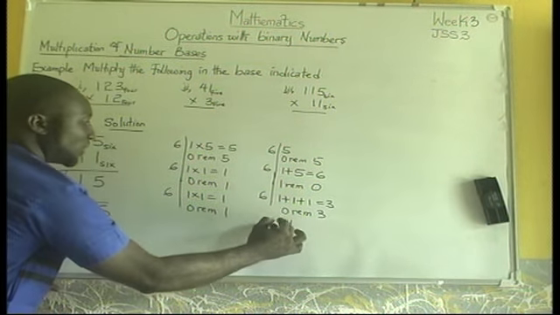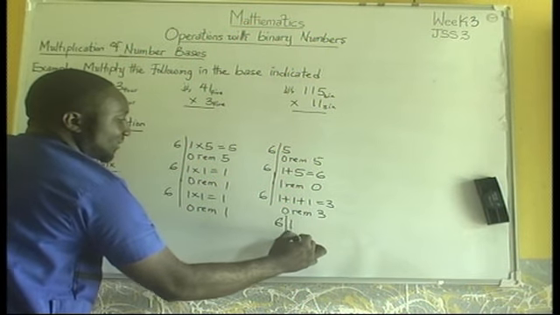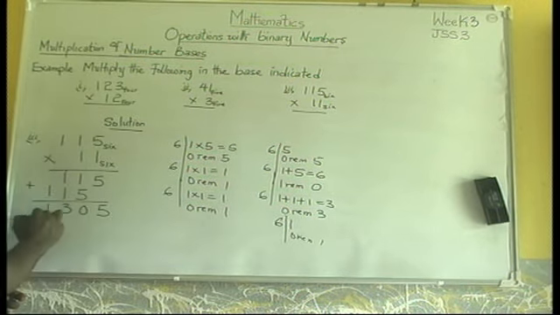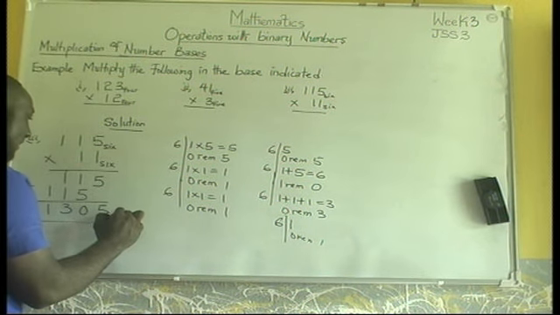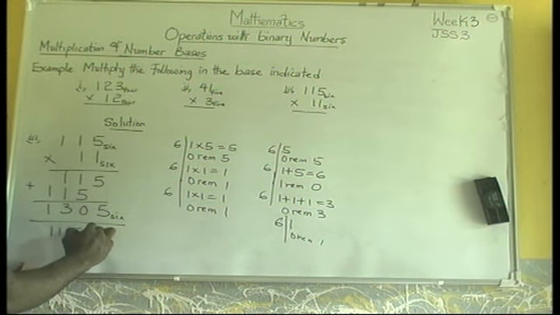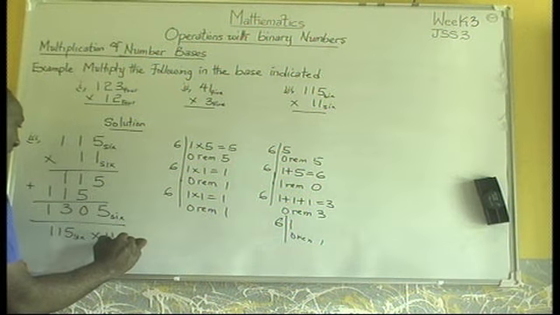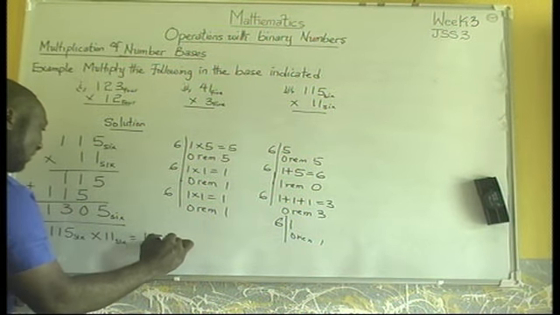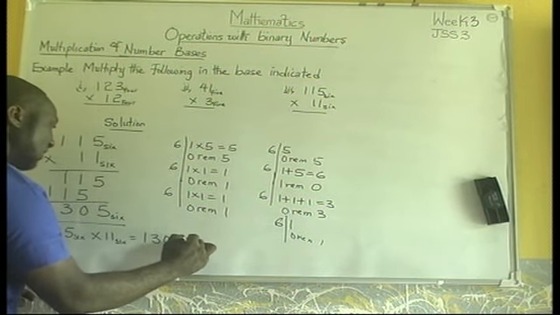And you know 1, if you operate 6 in 1, is still 0, remainder that same 1. So 1. So therefore, this is the answer. 115 base 6 times 11 base 6 is equal to 1305 base 6. So that is the answer.